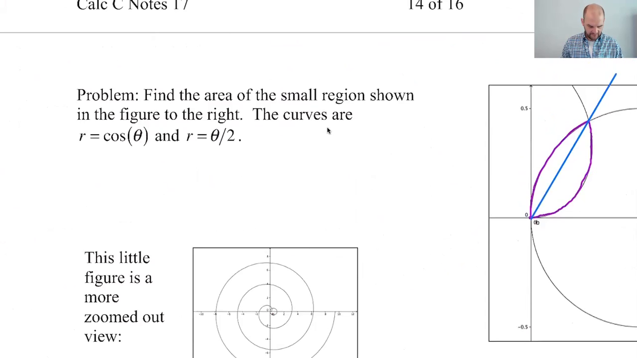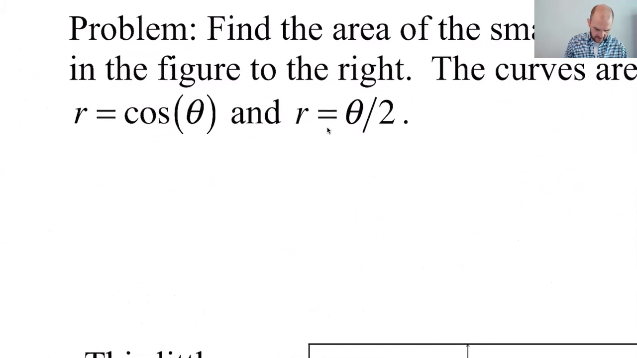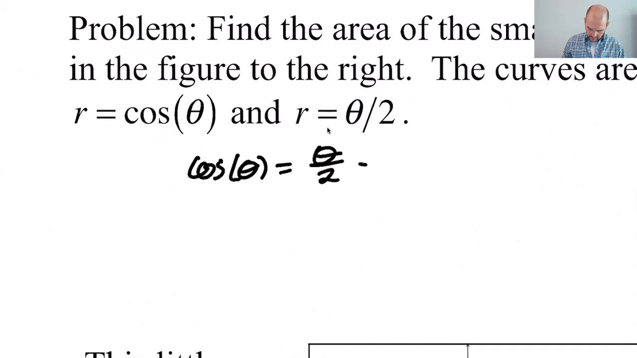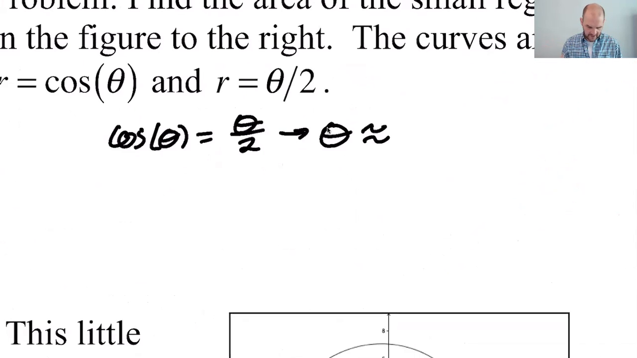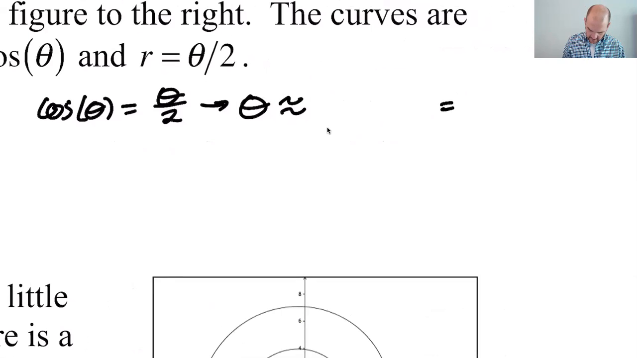So let's see, we first need to find the intersection. So I'm going to set this up. I need to use a calculator to do all of it. So I want to know when cosine of theta equals theta over 2. Theta is approximately whatever. It's going to be an irrational number. There's no simple intersection point. And then I'm going to say it equals k.